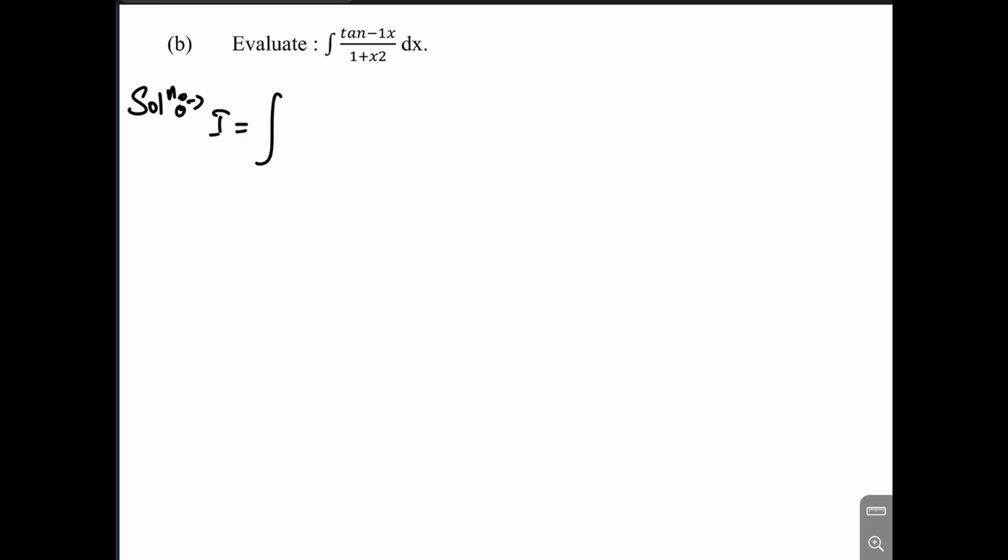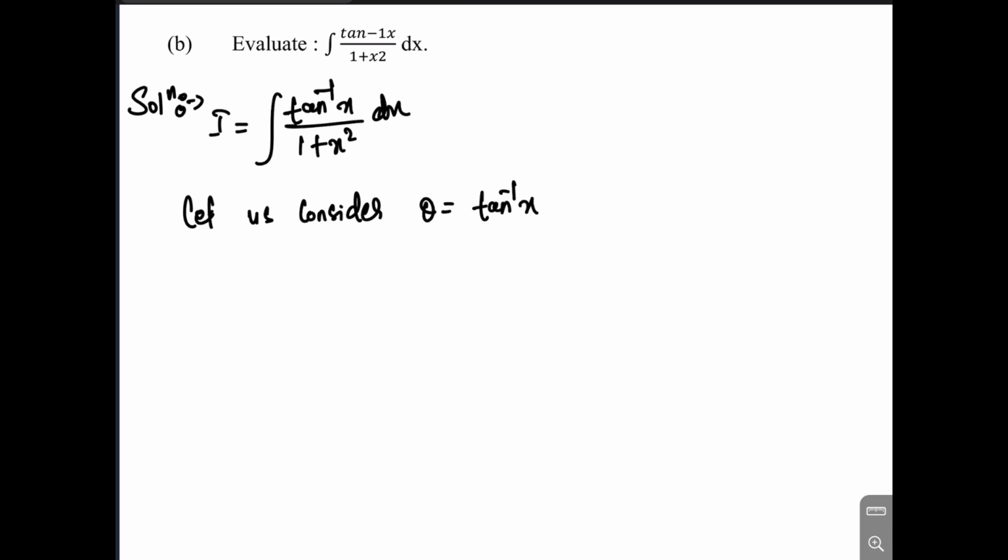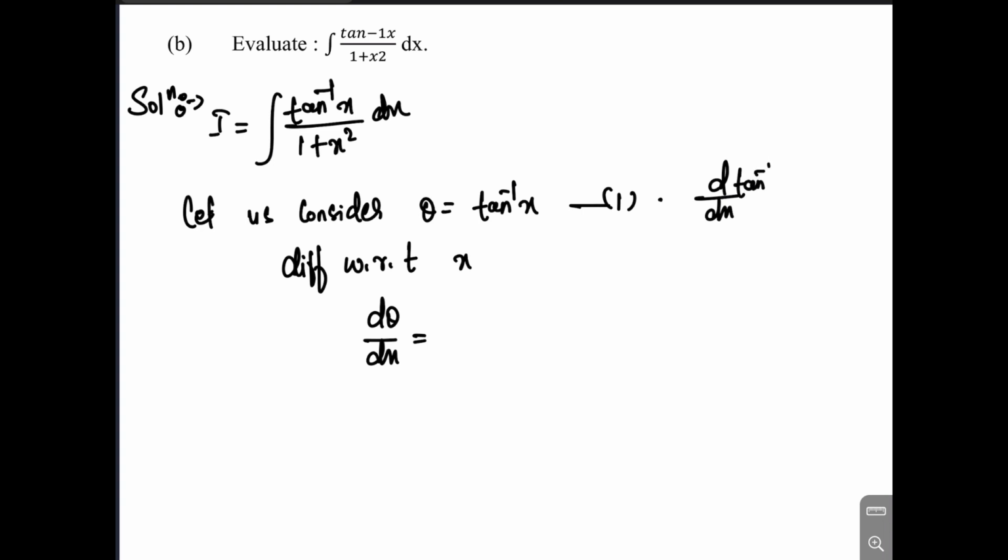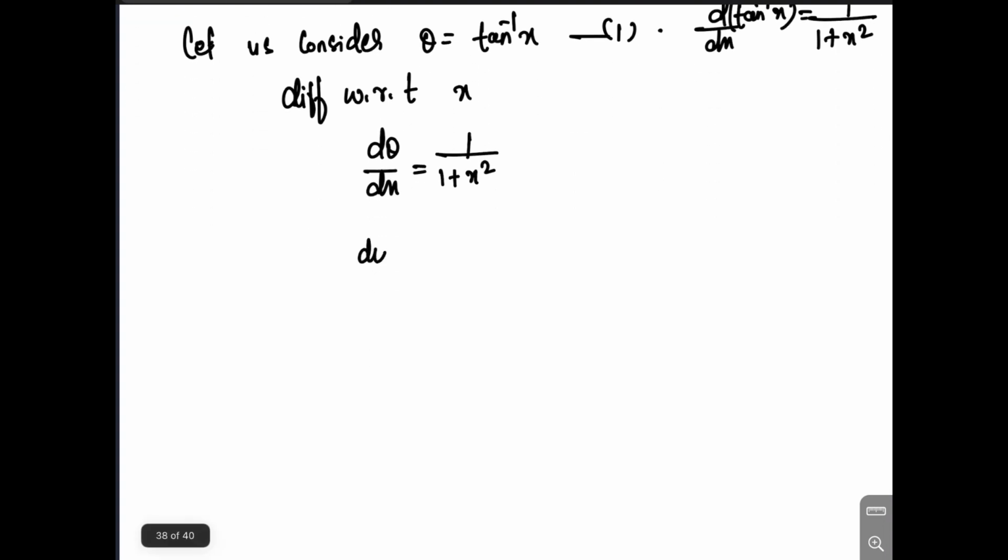let I equal integration of tan inverse x divided by 1 plus x square dx here. Let us consider theta equals tan inverse x. Equation 1, differentiating with respect to x here, so we will get d theta by dx equals differentiation of tan inverse x, which is 1 divided by 1 plus x square. So here d theta equals dx divided by 1 plus x square here.